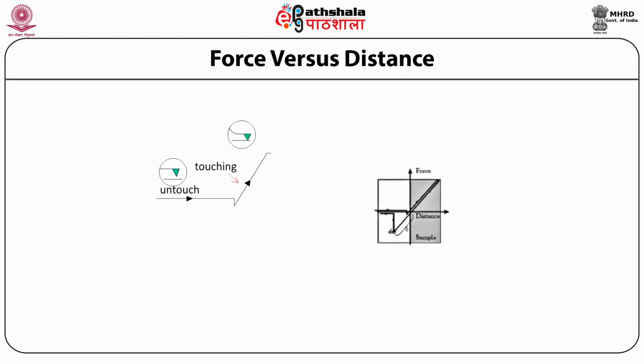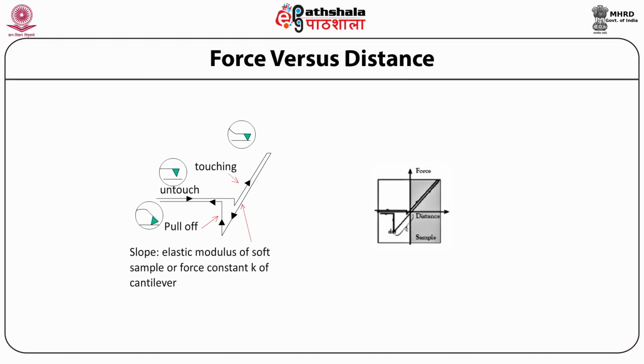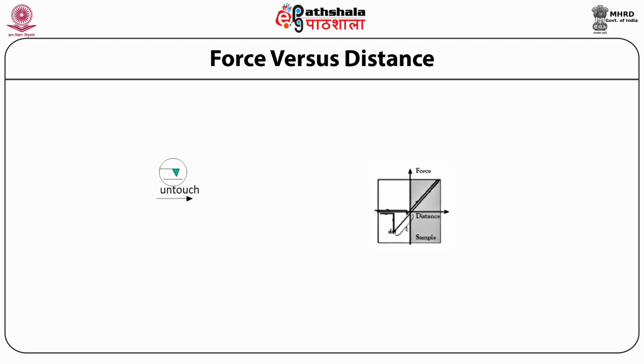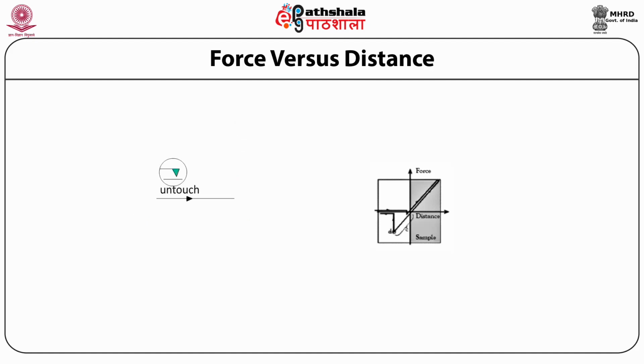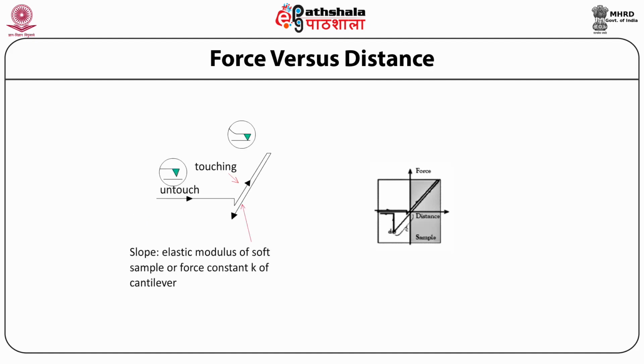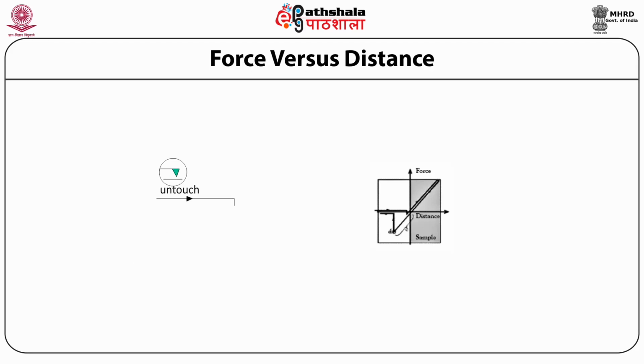How the force changes with the distance has been shown here in this slide. This slide shows in what way the compound is put, how the touching of the probe affects it, how it gets affected from a distance, and in what way it pulls off near the surface. There are different areas that you get, and that leads to a plot of CFM. Slope here gives elastic modulus of soft sample or force constant K of the cantilever.